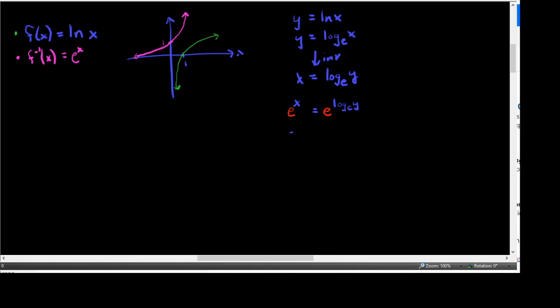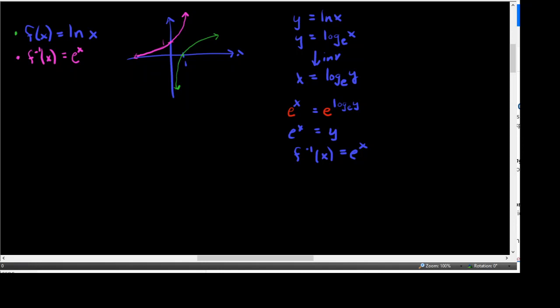And of course, anytime the base of the power, here e, is the same as the base of the logarithm, here e, since they're the same, you get back the argument of that logarithm, and it's just y. And so that means that our inverse function for ln of x is e to the x. Sort of the algebraic proof of it.